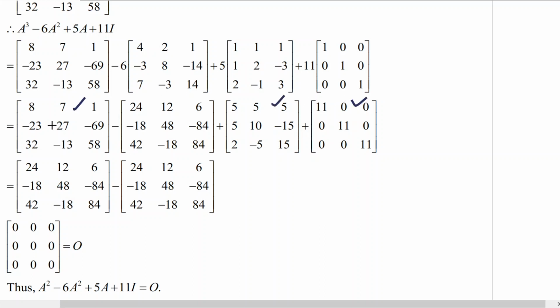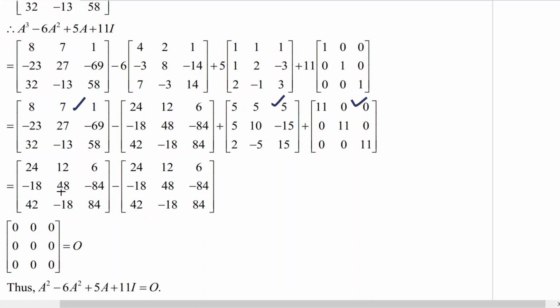You add up: 8 plus 5 plus 11 will be 24. 7 plus 5 plus 0 will be 12. 1 plus 5, 6 plus 0, that is 6. Some students straightforwardly write all these elements here. They know that this is going to be cancelled anyhow. So these elements must be equal to these elements, or this matrix must be equal to this matrix. But just for the beginning, you do all this calculation and you see these two matrices are equal.